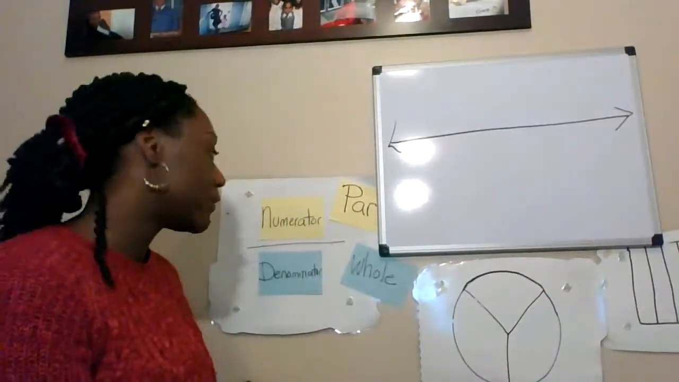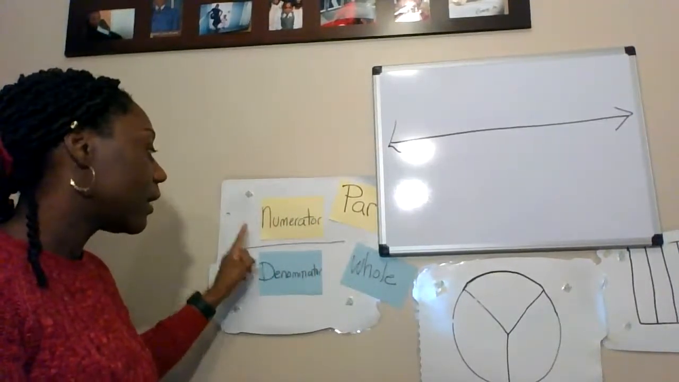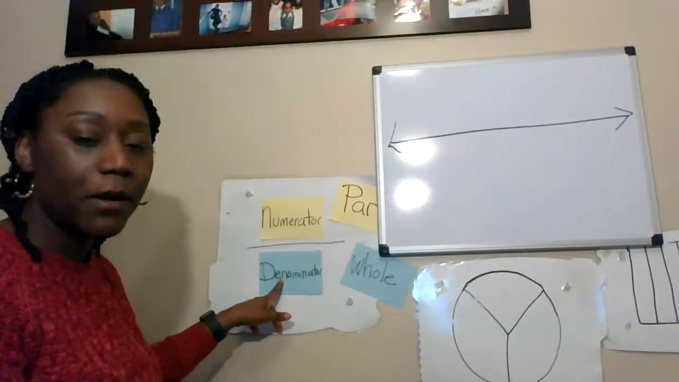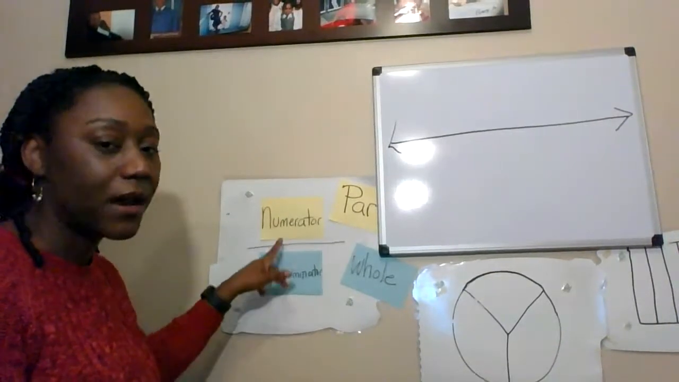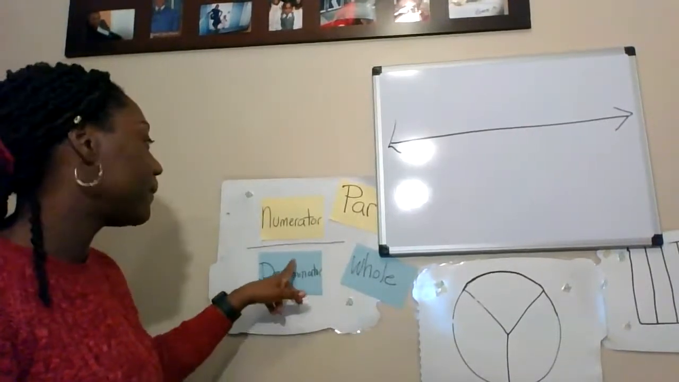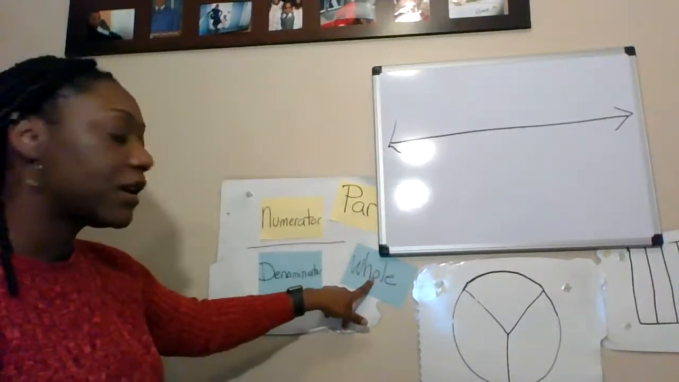All right, I just want to remind you that in a fraction, the top number is the numerator and the bottom number is the denominator. If you already knew that, perfect. And it's okay for you to type, I already knew that. That means that you remember. Okay, the numerator is the part and the denominator is the whole.